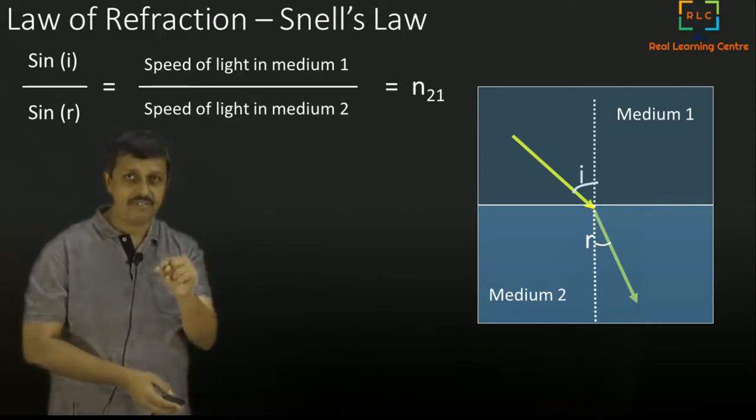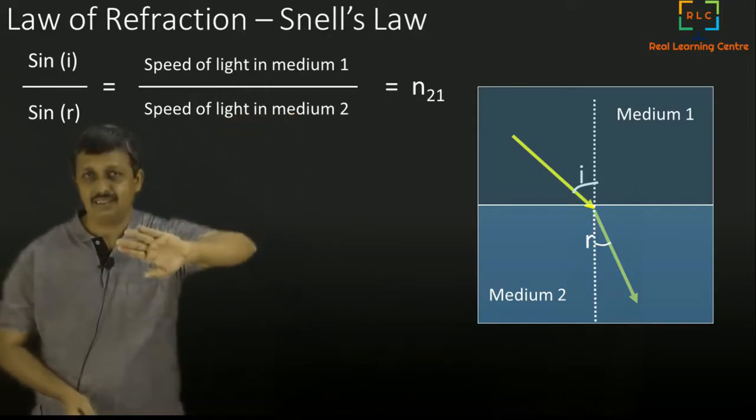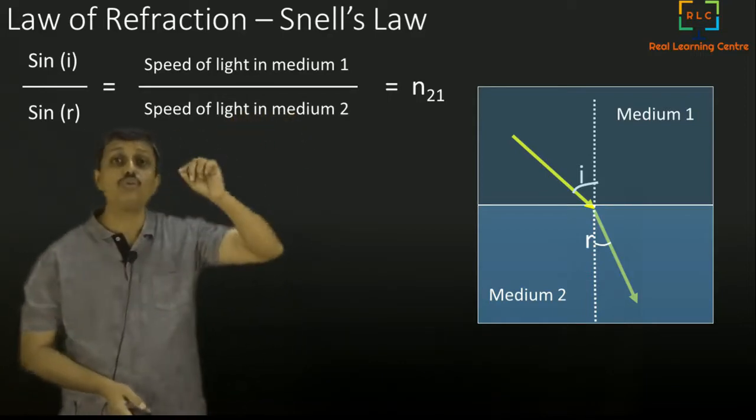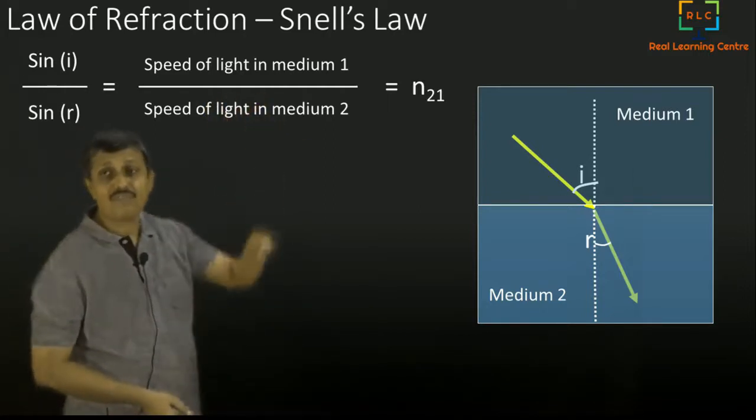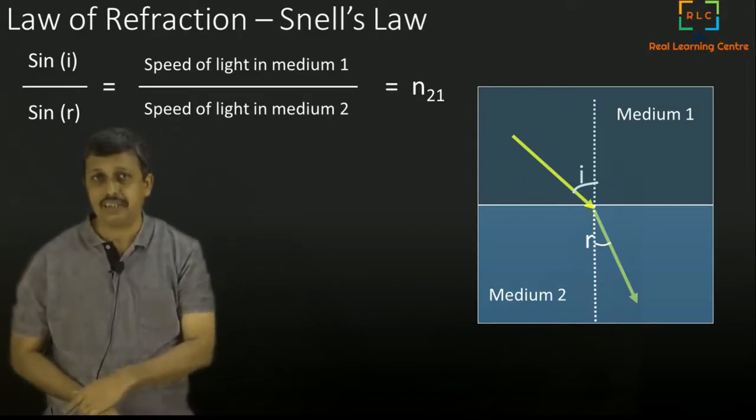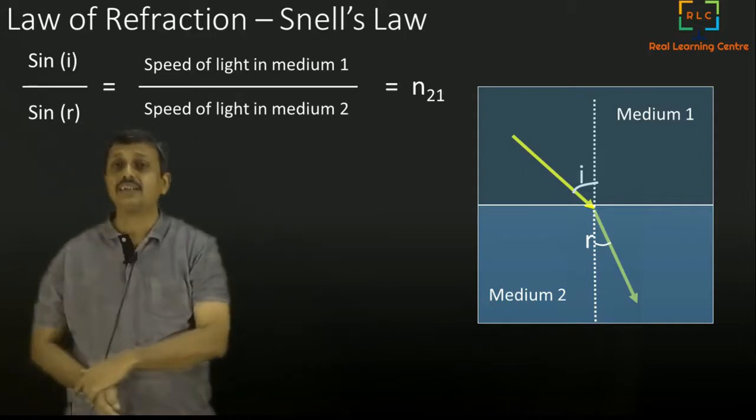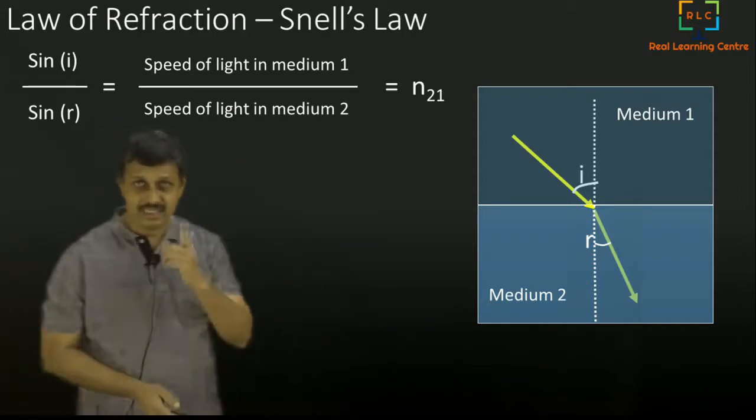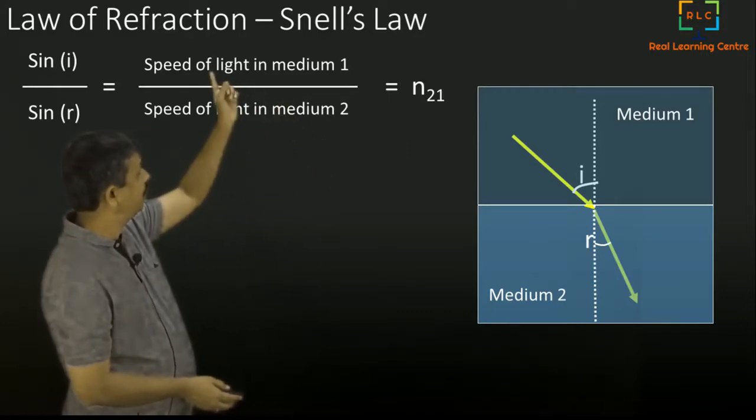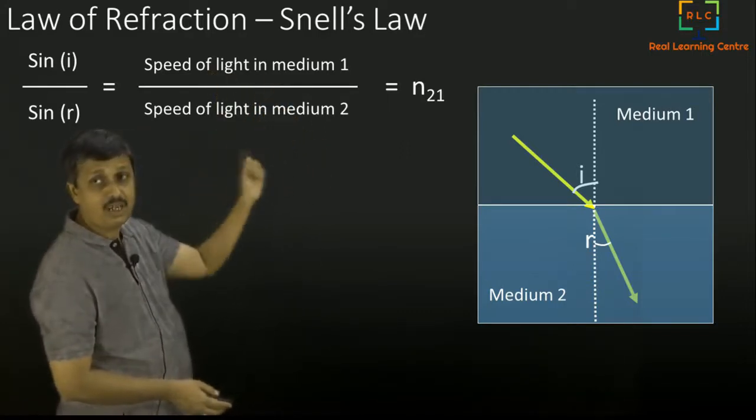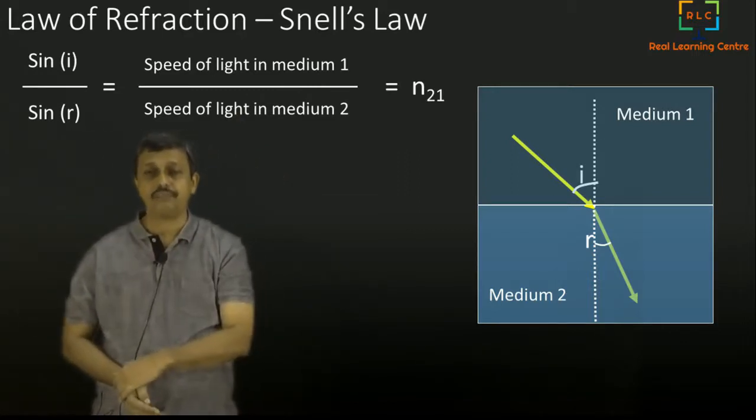And we call it the refractive index of 2 with respect to 1. So this is n21. When I write it, it means the refractive index of the second medium with respect to the first medium. So that is what I am writing here. So n21 is nothing but sine I by sine R. You can very clearly see whenever I say n21, on the numerator we have the speed of light in medium 1, denominator medium 2. So remember that, otherwise it becomes wrong.